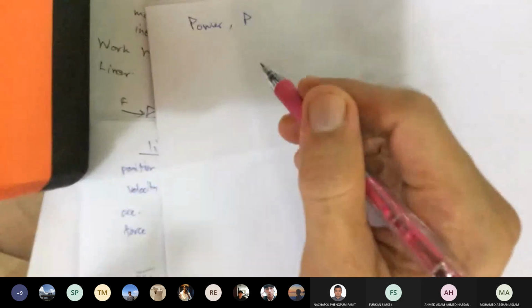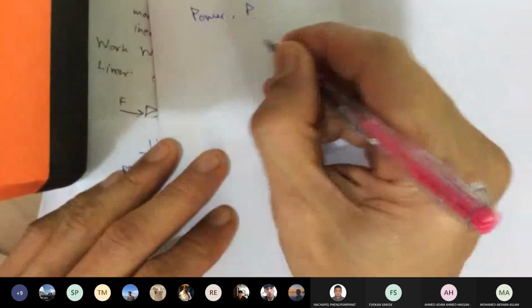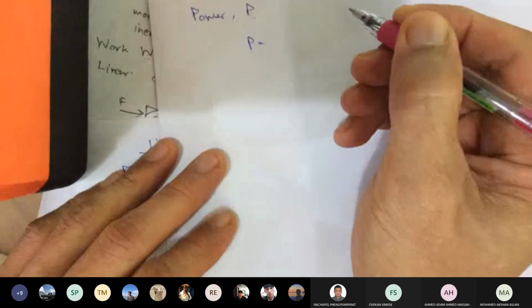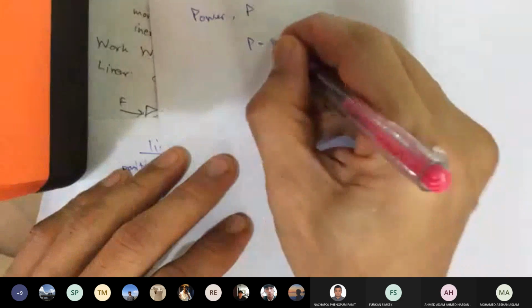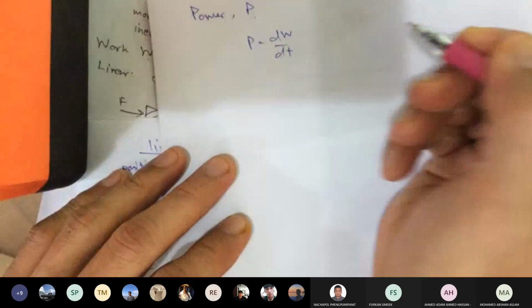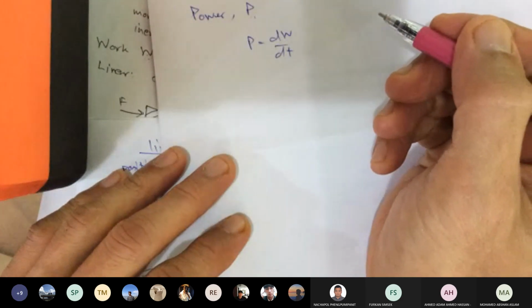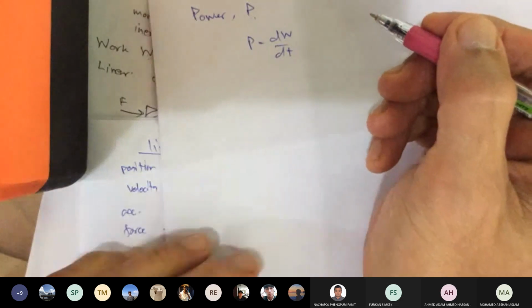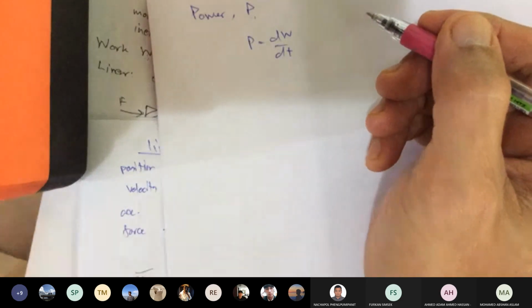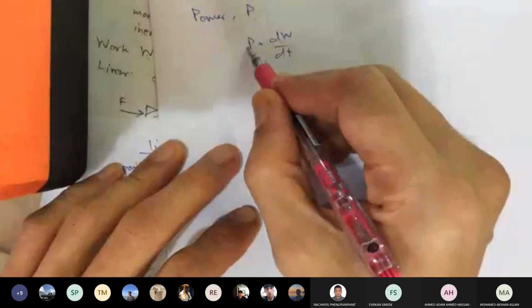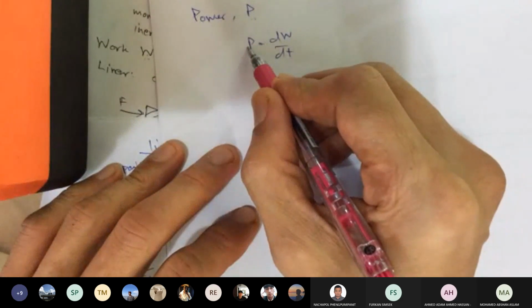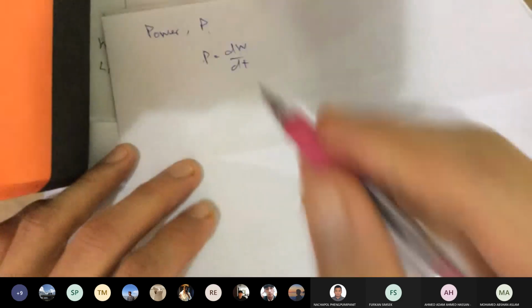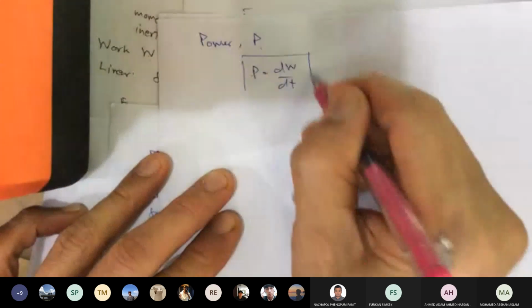Okay, especially in Thai words, they kind of get mixed up, okay? But basically, power is how much energy for a given time, dW by dt. So it's a unit of work per unit of time. So this is the definition of power.